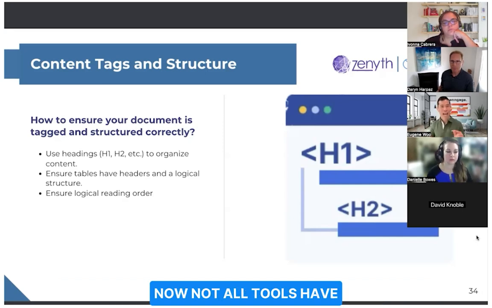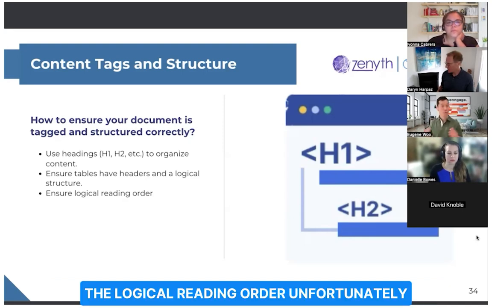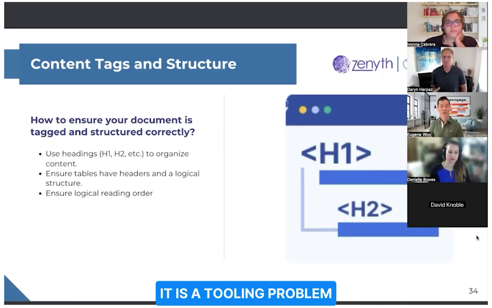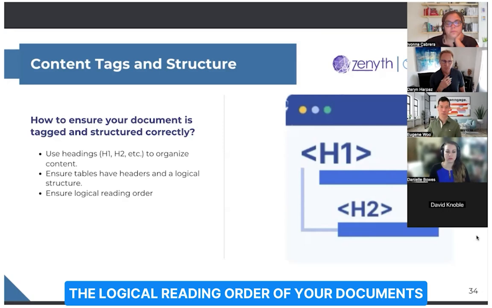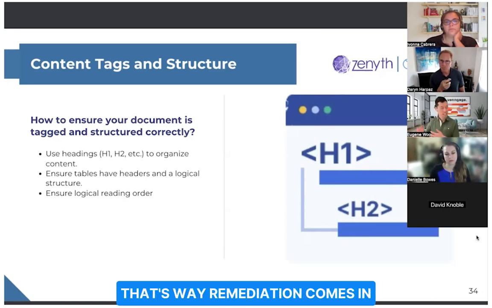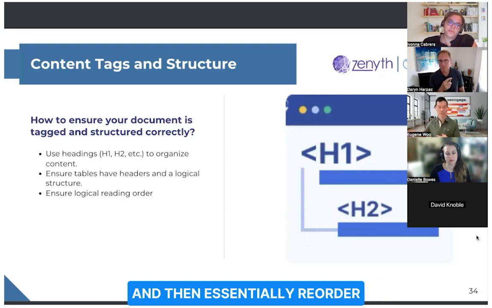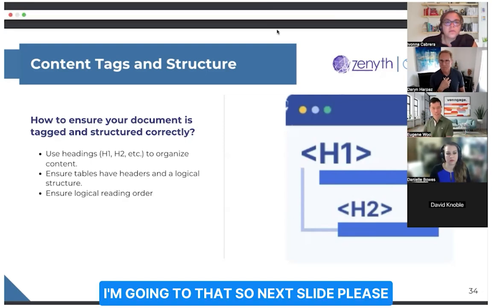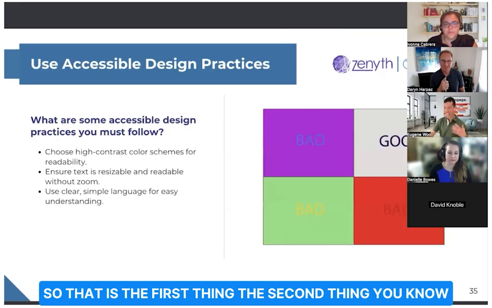The last point there is about reading structure. Not all tools have the ability for you to dictate or change the logical reading order. Unfortunately, it is a tooling problem. Venngage does allow you to change or edit the logical reading order of your documents. If you are unable to do it, that's where remediation comes in, but that's a whole different topic where you'll have to use Adobe and essentially reorder. I'm going to go into that. So next slide, please. That is the first thing.